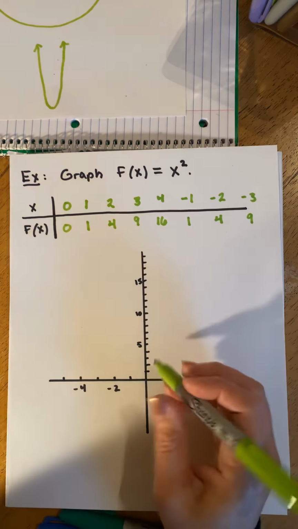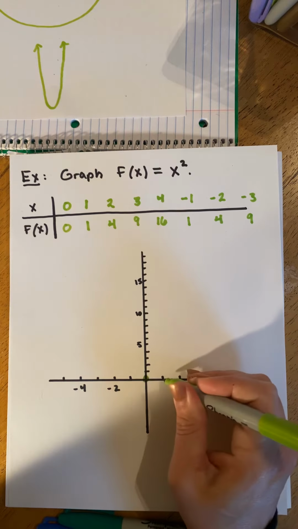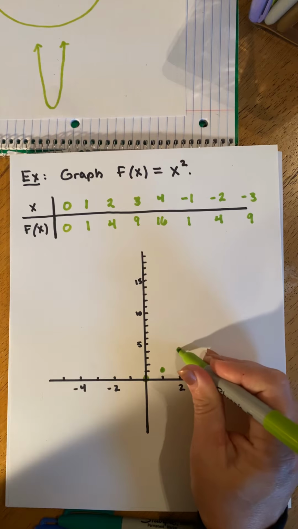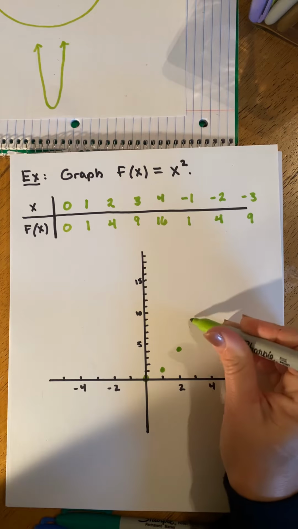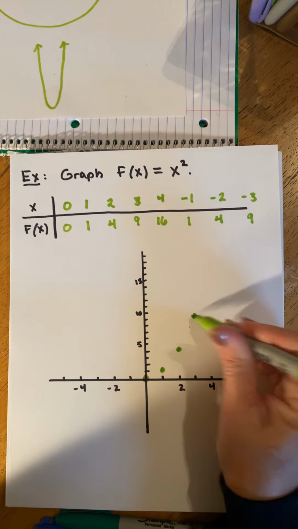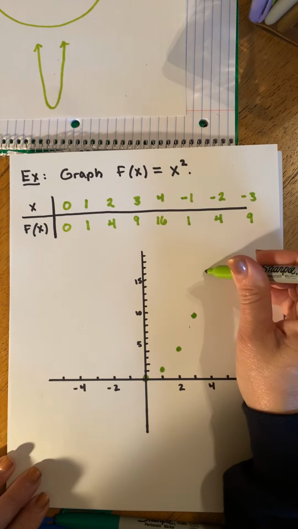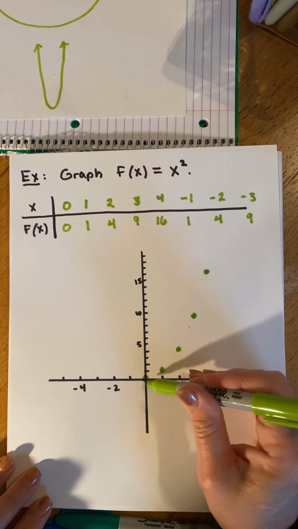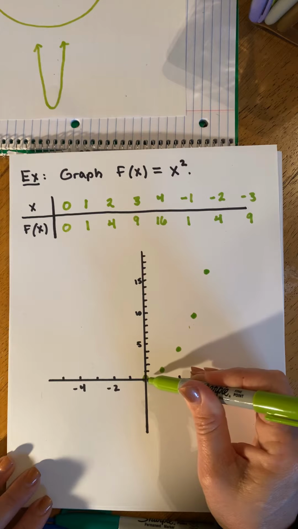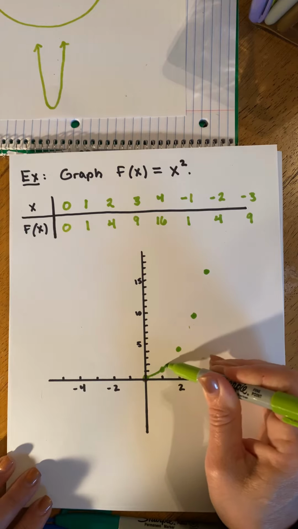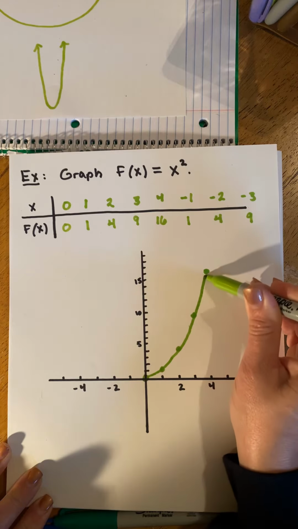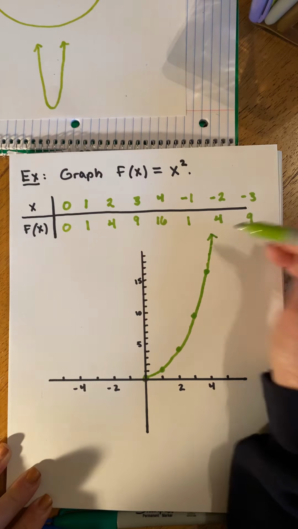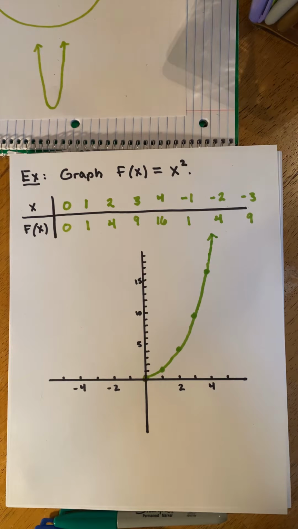So let's plot these points. The point 0, 0. At 1, I'm at 1. At 2, I'm at 4. At 3, I'm going to go up here to 9. At 4, I'm going to be way up here at 16. All right, so we can see this pattern here that's not a straight line. It starts out less steep down here and it gets steeper as we move to the right. And I know at 5, I'm going to be way up here at 25, so I can fairly conclude that this graph is going to go up forever as we move to the right.